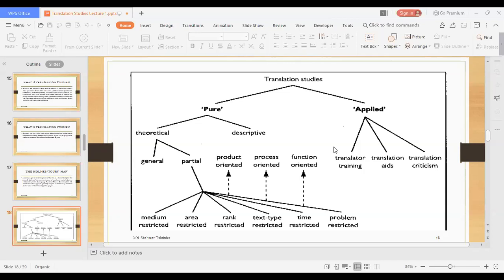That means there will be some courses that will train you to be a translator. There are lots of processes and procedures that you have to follow there. So applied translation studies will teach you how to be a translator. That will train you. Then it will also help you to understand the translation aids. What are the things that you need to be a translator?